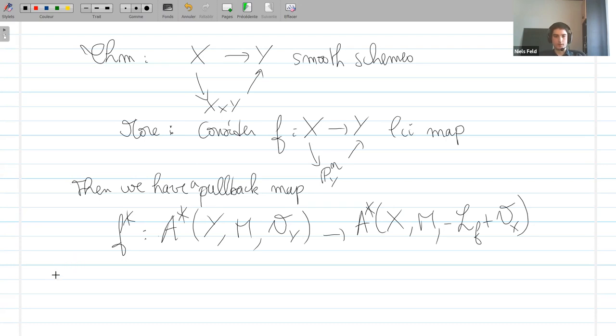So again, if you want to prove this, the first case, if f is smooth, then it's okay. And so then you can factor f like a regular immersion followed by a smooth projection, and so when f is smooth it's okay, and you have to prove that it is true for regular immersion, and then you have to glue things together. So the case of a regular immersion.